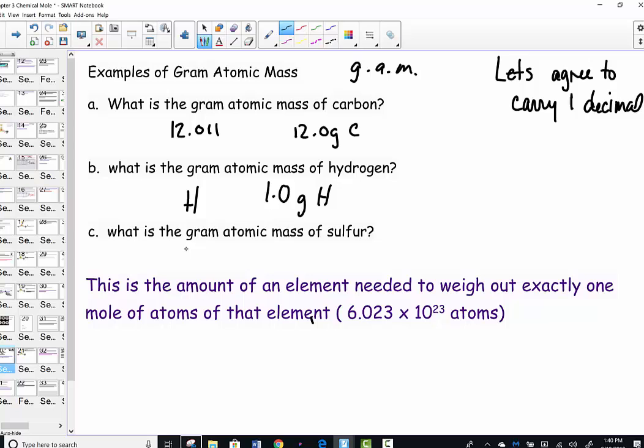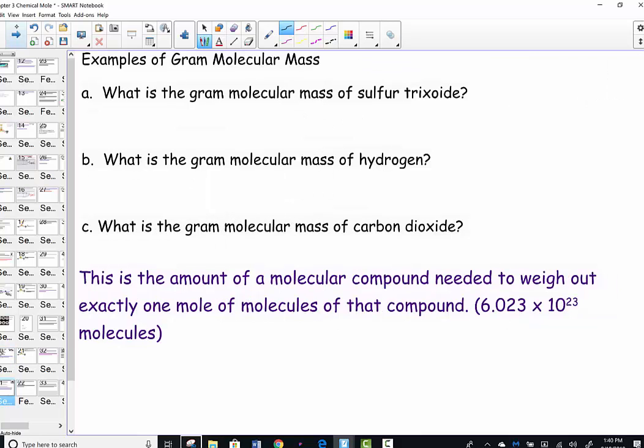And sulfur, when you see that on the periodic table, sulfur has an element symbol S. It says 32.06. Rounding correctly, we should carry that as 32.1 grams. So what I'm asking is let's carry one decimal so we have a common theme as we proceed in our work. So we've just written what's called a gram atomic mass for each of these elements. Keep that work going on your paper.